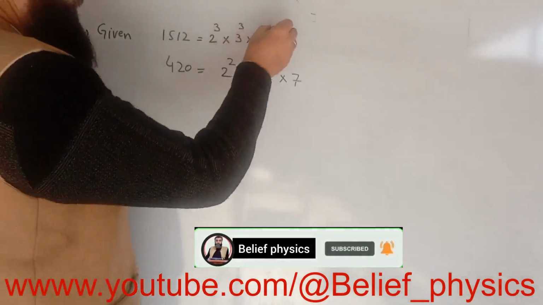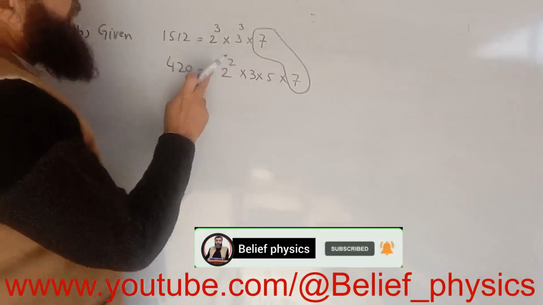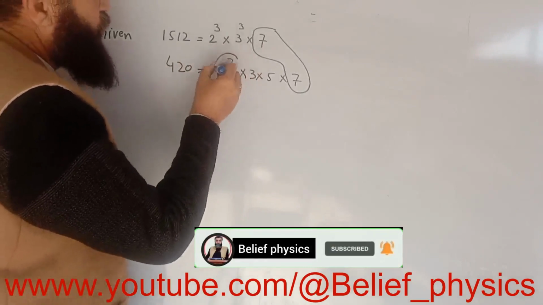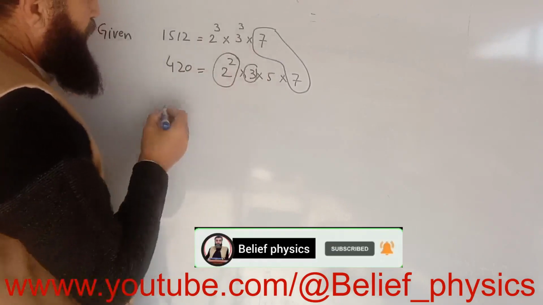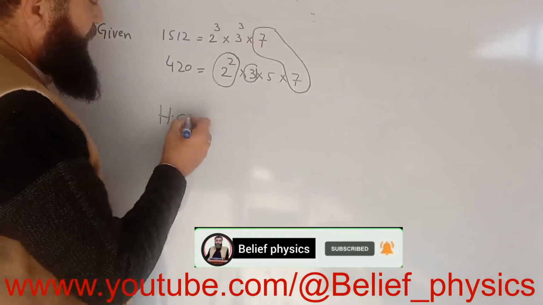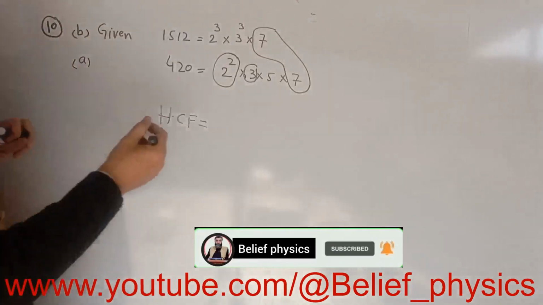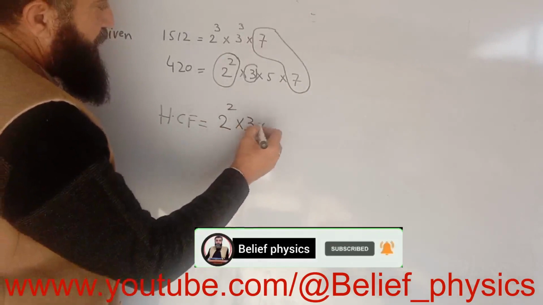factors. Look here, 7 is common here. It is 2 square, it is 2 power 3, so the lower power is common. So 2 power 2 is present in both, and 3 is also present. So HCF will be equal to the product of common factors, which is 2 square into 3 into 7.